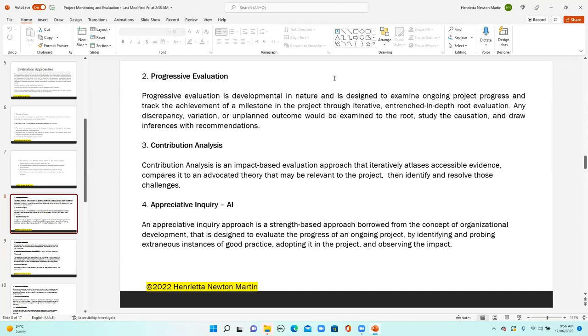Next is appreciative inquiry. An appreciative inquiry approach is a strength-based approach borrowed from the concept of organizational development, designed to evaluate the progress of the ongoing project by identifying and probing external instances of good practice, then adopting them inside the project, and you observe the impact. That is, you appreciate the best parts; the best practices are even used outside. You integrate it in your system, you adopt it in your project evaluation, and then you check the impact. That is appreciative inquiry.